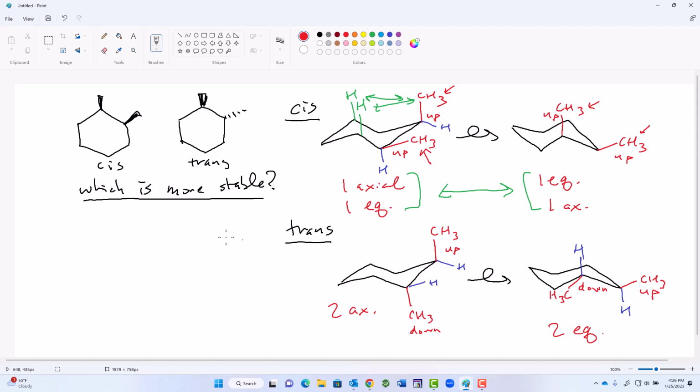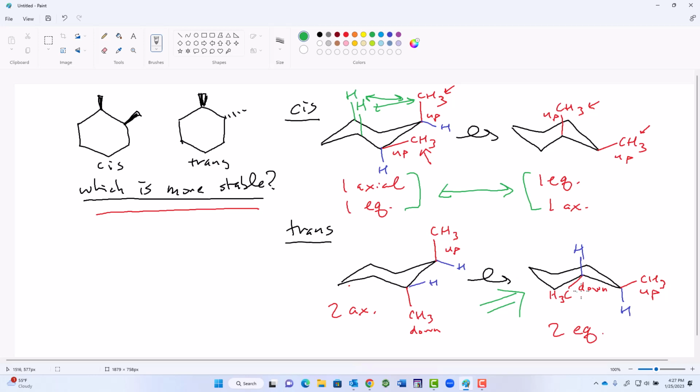So going back to the question, which one is more stable? If I look at the cis isomer, I see I have one axial and one equatorial across the board. So that is kind of middling in stability. If I look at the trans isomer, I have one chair conformation where it's two axial, and one chair conformation where it's two equatorial. So this tells us two things. One, this conformation is going to be much more favorable than the two axial conformer, because two equatorial is much, much more stable than having two axial.